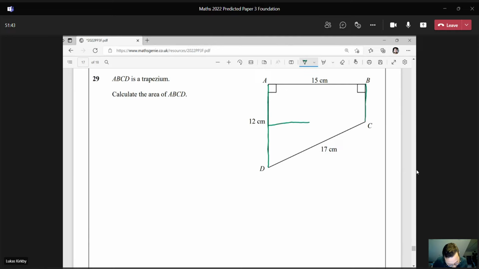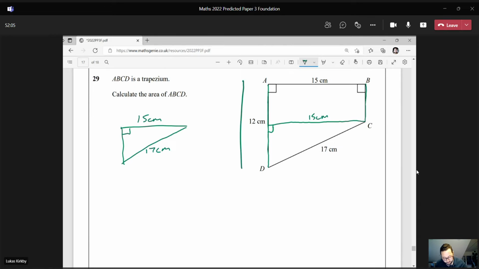Now, if I split that into a rectangle and a triangle, that's going to be a right angle. And this is a rectangle, so that's going to be 15 centimetres as well. Okay, so let's just redraw a triangle like this. So we've got this is 15 and this is 17, and we don't know this. We know the whole thing is 12, but we don't know just this bit. So let's call this x.